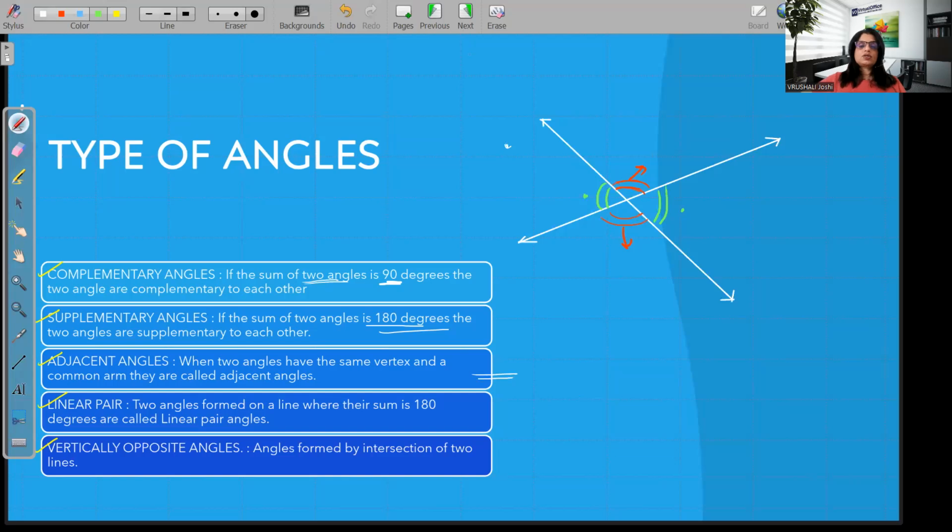Are you getting it? So these are the basic concepts that we need to understand when we talk about lines and angles. Okay, going ahead.